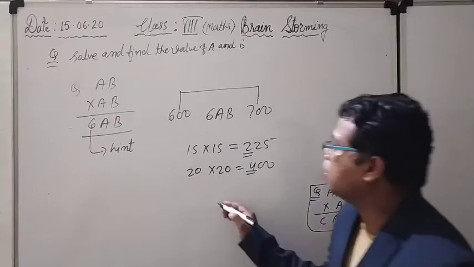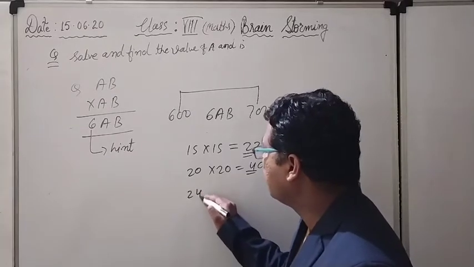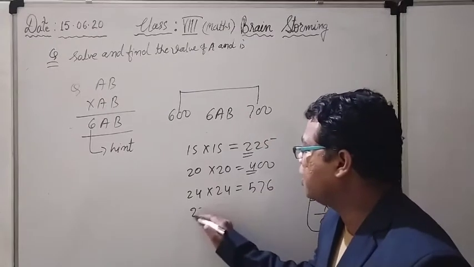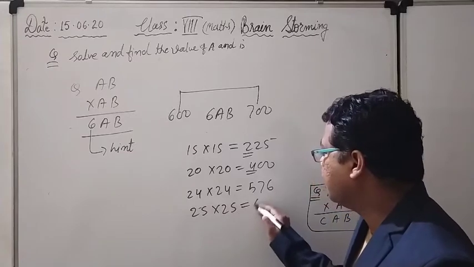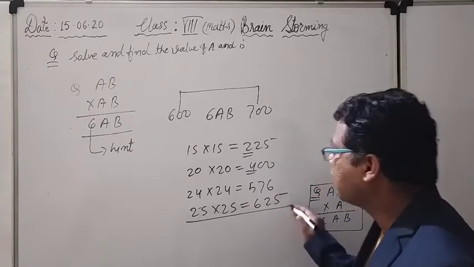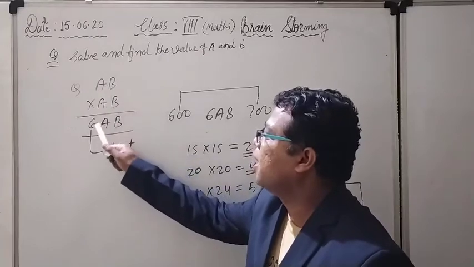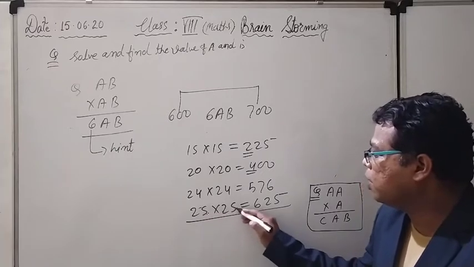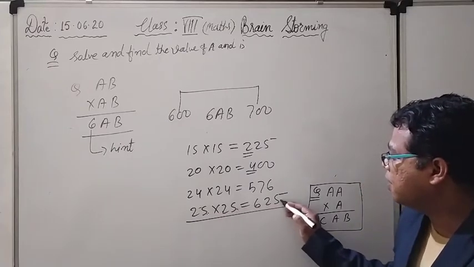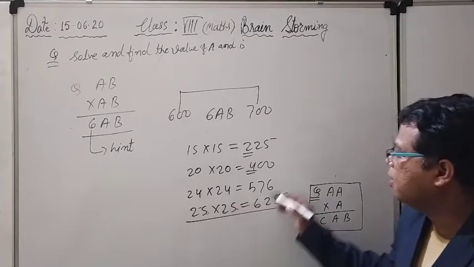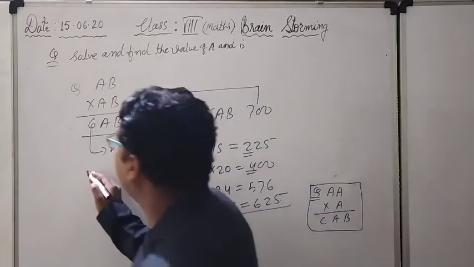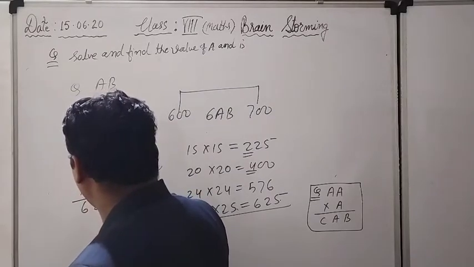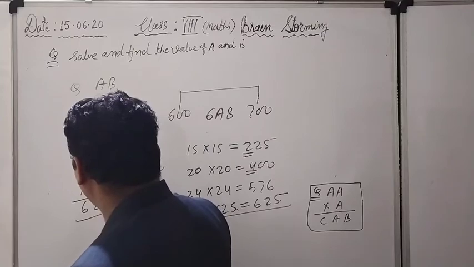I want 600 something. So in this way, you can see 24 into 24. What will I get? 576. And after that, finally I reach 25 into 25, and it is giving me 625, and that is our requirement. See here, 25 into 25, and the last two digits are the same, 25 and 25, and AB into AB compares with 6AB. So 25 multiplied by 25 will give you 625, and that is the solution.